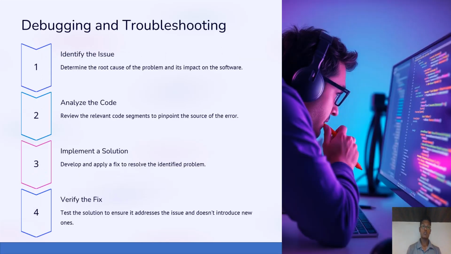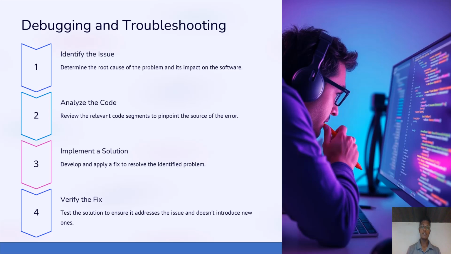Next, we move on to debugging and troubleshooting. First, identify the issue: determine the root cause of the problem in the software. Next one is analyze the code: reviewing the relevant code segments to pinpoint the source of the error. This is known as analyzing the code.